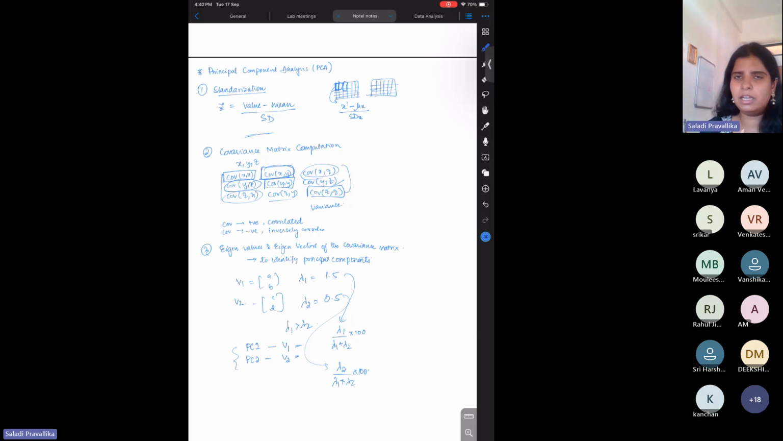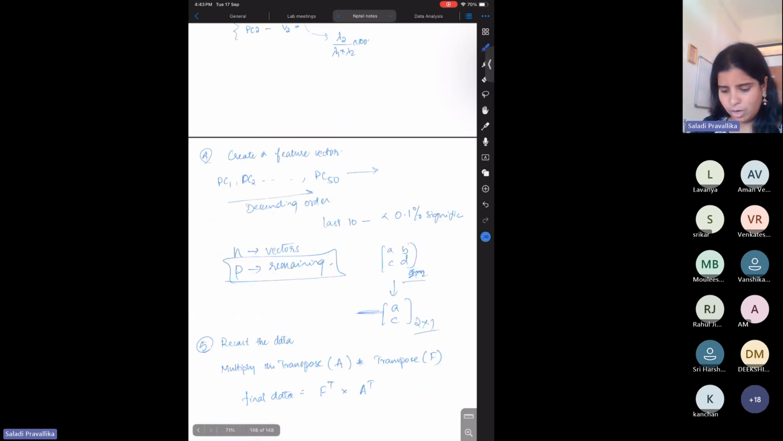First, you take all the data and standardize the entire data. Then you calculate the covariance matrix, which is again going to be 3 cross 3. Then you find the eigenvalues and the eigenvectors of this covariance matrix. Then you create the feature vector, where you keep some and remove some. Out of those three, you might keep one, two, or three based on the significance they give. Then you recast the entire data. That is pretty much it.